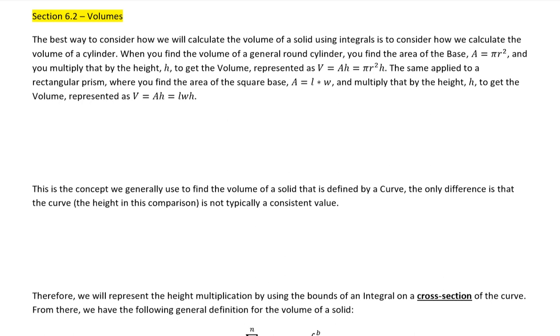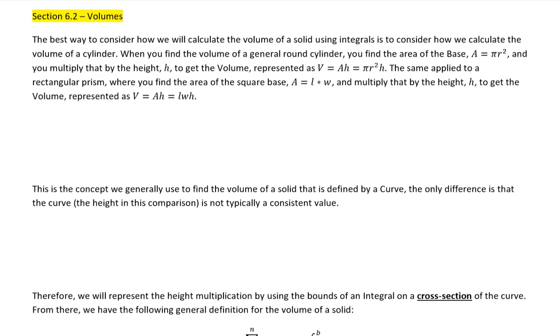In this video we're going to go through section 6.2, how to find volumes. The best way really to think about volumes is to consider volumes that you are already familiar with, that being the volumes of cylinders and of rectangular prisms.